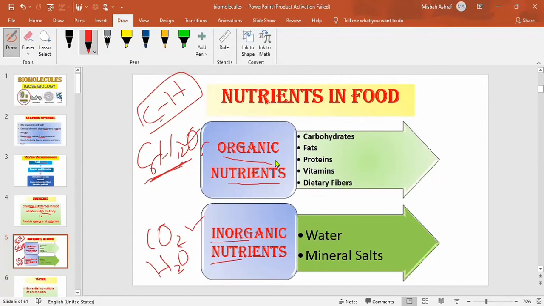The organic nutrients which are present in food and which should be provided to our body are carbohydrates. In this chapter, we will discuss carbohydrates in detail, and fats, proteins, vitamins, and dietary fibers. All these are organic nutrients. We will discuss them one by one in detail. Inorganic nutrients are water, which is also important to our body, and some mineral salts like calcium, phosphorus, potassium, and iron, which should also be provided to our body.